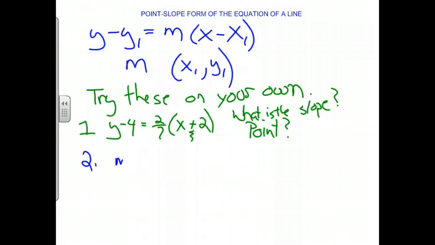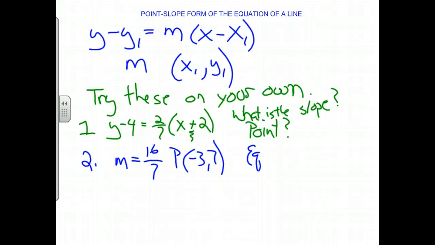Here's a slope and a point, and your job is the equation. Now, do not go into the slope-intercept form. Use the point-slope form only. So give me that equation. And don't go skanking off into old habits.